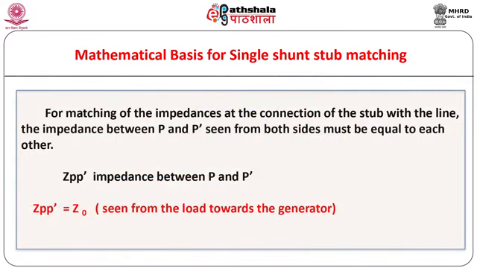For matching of the impedances at the connection of the stub with the line, the impedance between P and P dash as seen from both sides must be equal to each other. It can be easily understood that the impedance between P and P dash seen from the load towards the generator is simply equal to the characteristic impedance Z0 of the transmission line. Let ZPP dash be the impedance across the points P and P dash seen from the generator side towards the load. Let us determine ZPP dash.